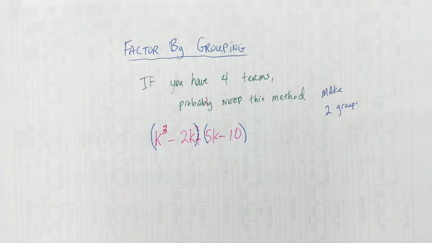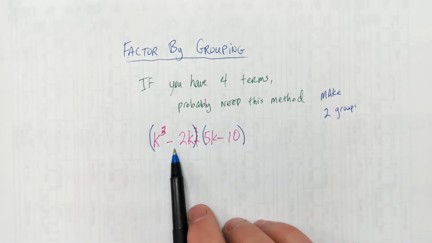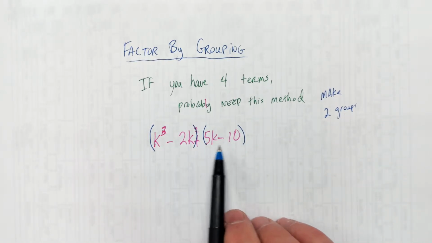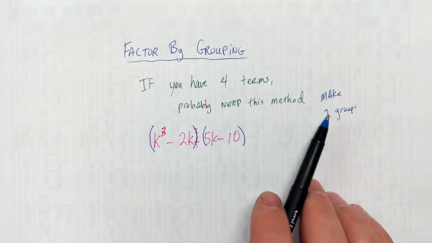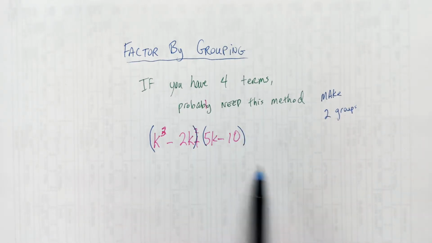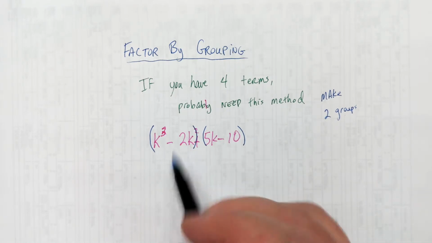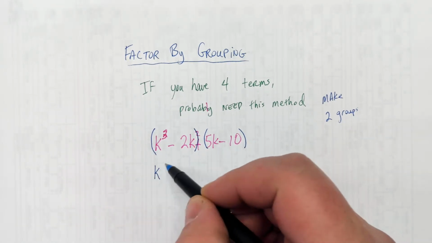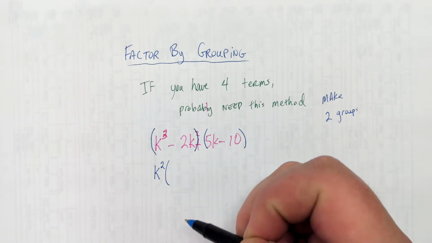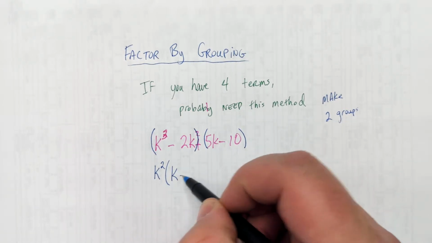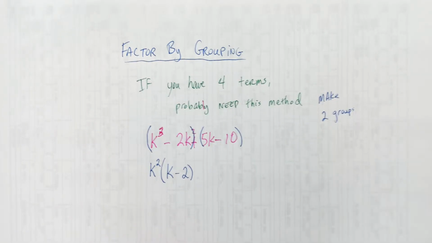So, Alex, you see how I put the parentheses around the first 2? The plus sign is in the middle, and I put parentheses around the second 2. So, I've made the groups. Now I'm going to factor each group. Okay, so here I can just take out a k squared, right? And then I'm left with k minus 2. Do you see? That's just this part over here.